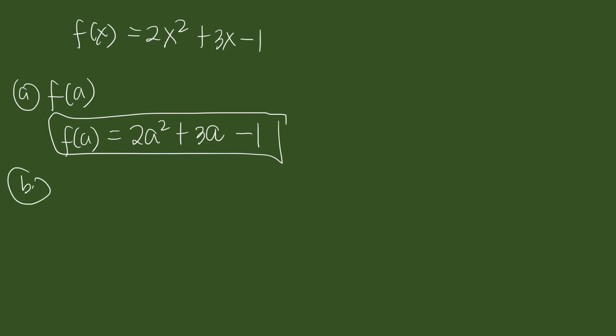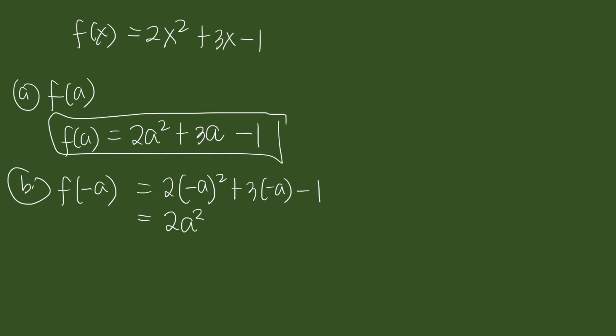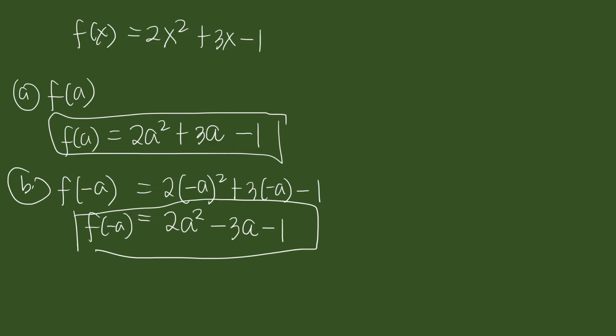Next, we go to letter B. How about if you're asked to find, let us play the given input value here, let's say f of negative a. So that would be the same as 2 times negative a squared plus 3 times negative a minus 1. So that will be equal to 2, negative a times negative a is positive a squared. The next, 3 times negative a is minus 3a, and we will have here minus 1. So this would be your f of negative a. I hope you're still there and you're still following our discussion.